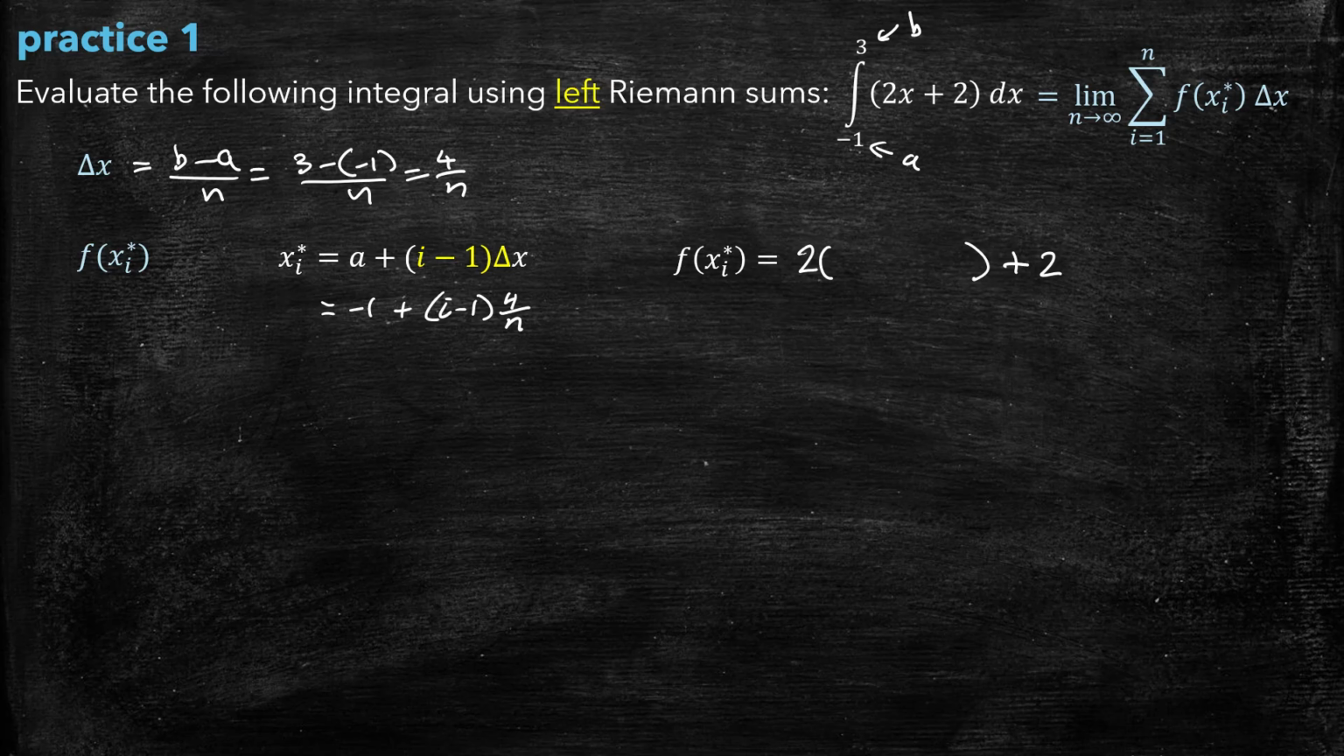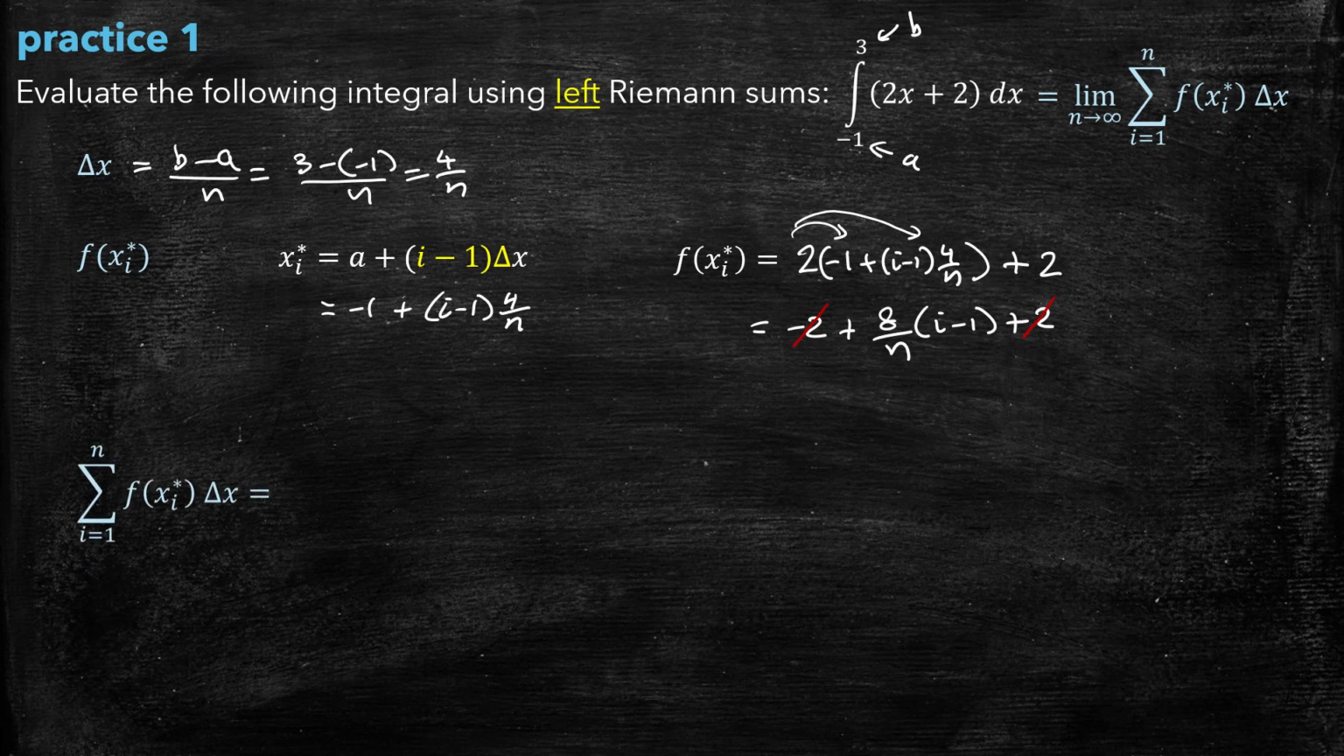So what is x? x is x_i star, which we just found is -1 plus (i minus 1) times 4 over n. If we distribute in, we'll get -2 plus 2 times 4 is 8. So I'm going to write 8 over n in front, plus 2. Conveniently, I chose the function so that these would cancel, because otherwise, trust me, it would be a very convoluted calculation. So our next step is to simplify and get an expression for this.